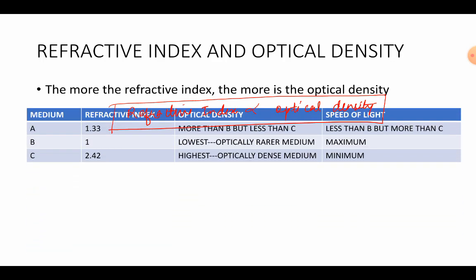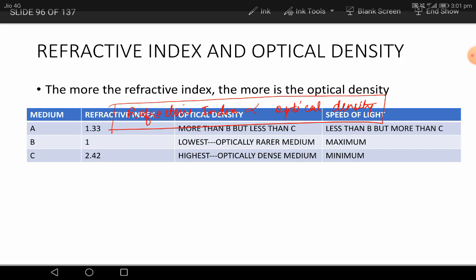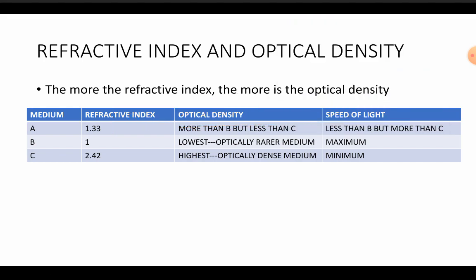How? Let us all think about it. Let me just clear my screen for all of you. Okay, now we all can see that over here we have three mediums A, B and C. They are any transparent mediums, and the value of refractive index is also given with them. A has a refractive index of 1.33, B has 1 and C has 2.42.